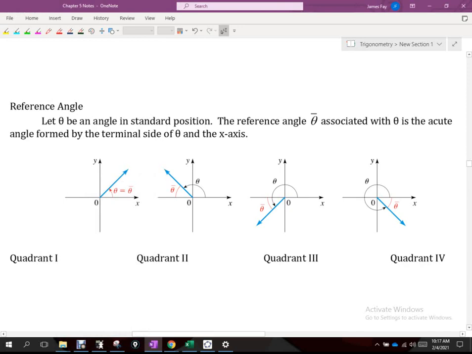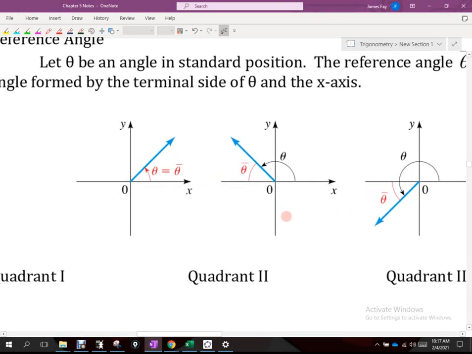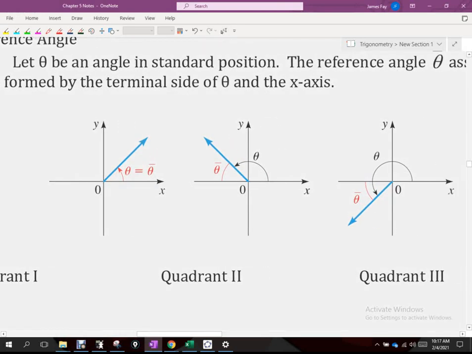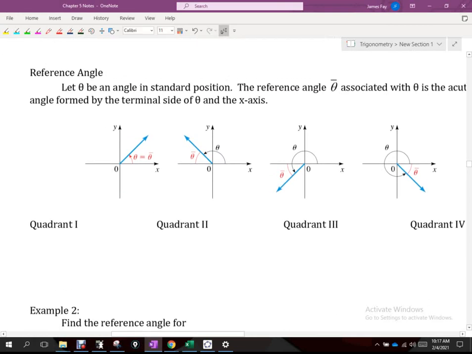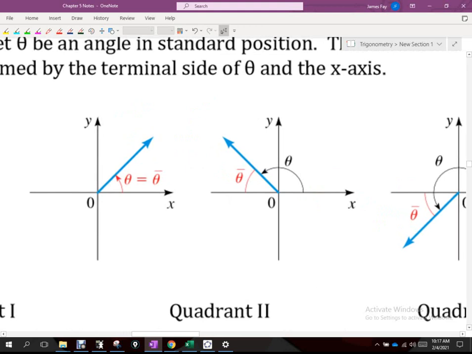So, quadrant number one is a trivial reference angle, meaning that if my angle theta is between 0 degrees and 90 degrees in Q1, then theta is the same as theta bar. The reference angle is the same as the angle of interest.